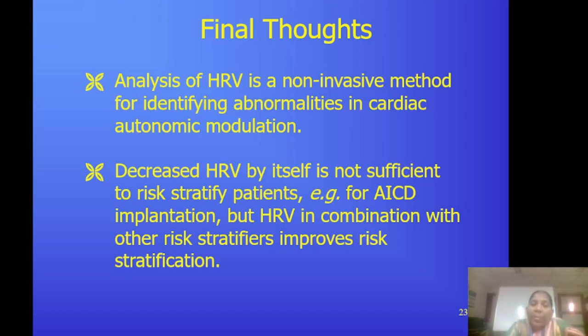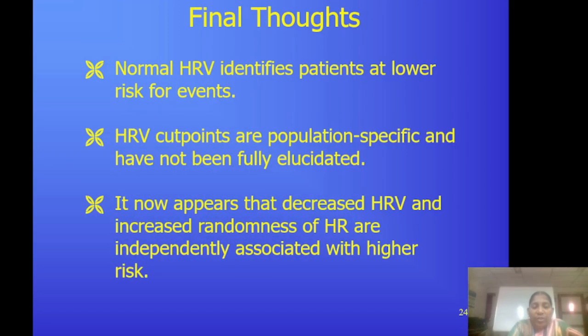Finally, the analysis of HRV is a non-invasive method for identifying any abnormalities in cardiac autonomic modulation. Decreased HRV alone is not sufficient to risk stratify patients, but HRV in combination with other risk stratifiers improves risk stratification. Normal HRV identifies patients at low risk for events. There are certain cutoff points for HRV which are population specific, and they have not been fully elucidated. It now appears that decreased HRV and increased randomness of HRV are independently associated with higher risk.